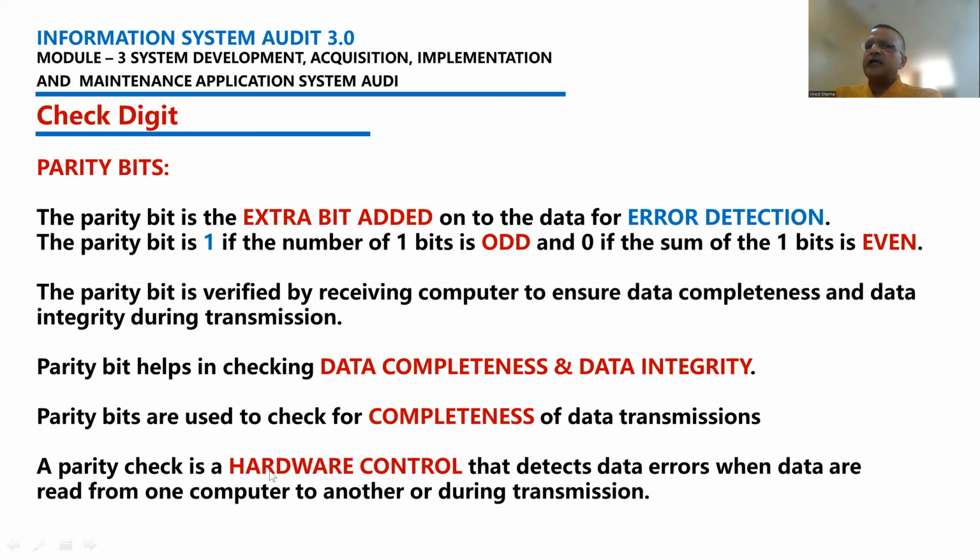Parity check is a hardware control that detects data errors when data are read from one computer to another or during transmission. So I don't want you to remember all these. I just wanted that if you talk about the parity bits, remember that an extra bit is added for the data error detection.